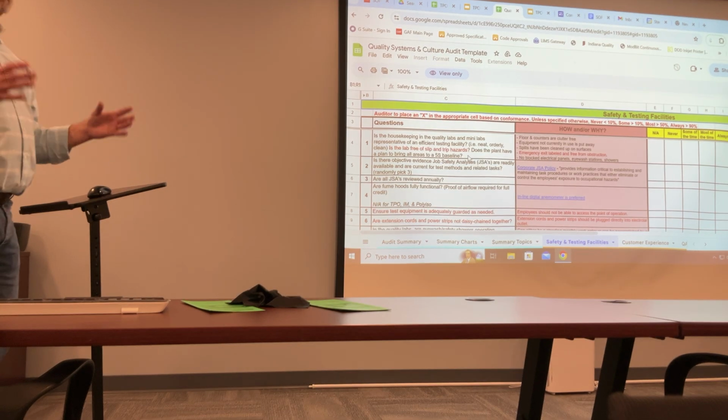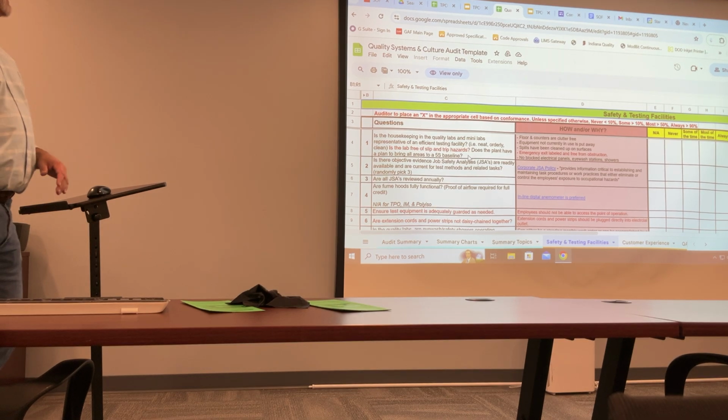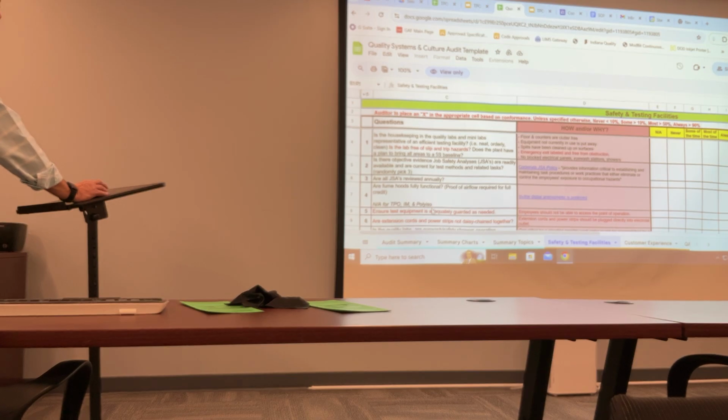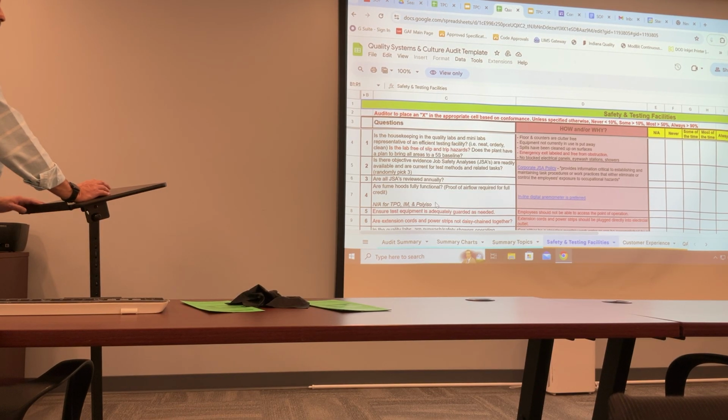So TPO only takes the TPO audit. Asphalt yards only take the asphalt. Right now, we're trying to lump everybody together, right? So you can see question number 4, our fume hood's fully functional. Well, it's NA for TPO, injection molding, polyiso, because you don't have one, but the other plants do, right?